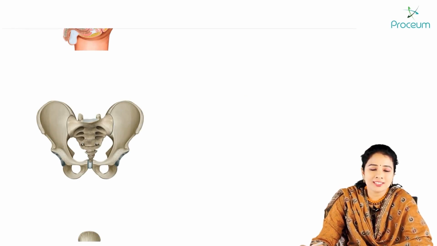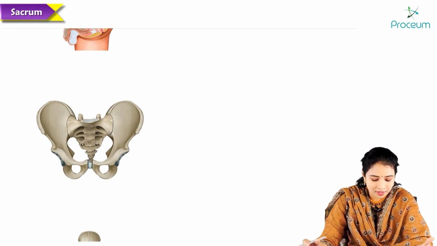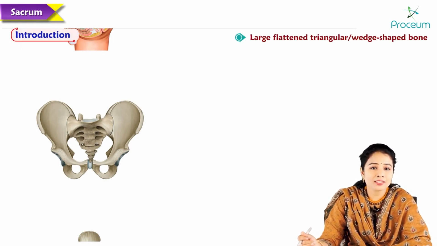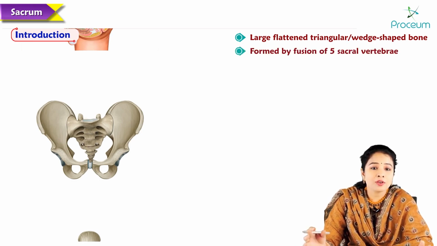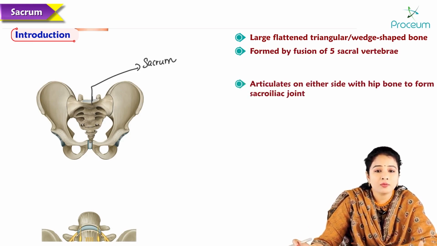So welcome to Osteology classes. Today's topic is the sacrum. The sacrum, as we can see, is a large flattened triangular wedge-shaped bone formed by the fusion of 5 sacral vertebrae. The sacrum articulates on either side with the hip bone to form the sacroiliac joint.